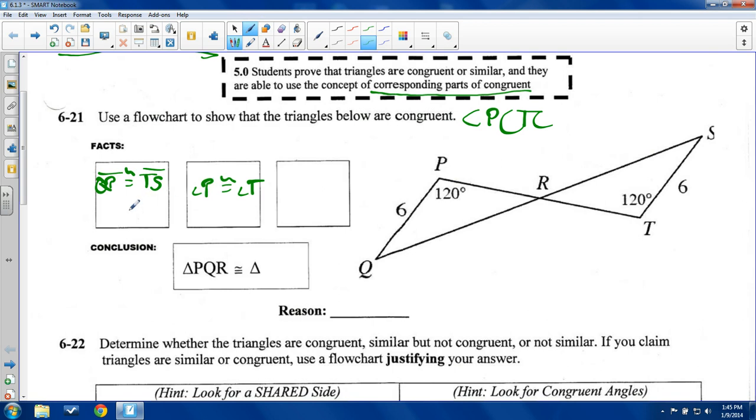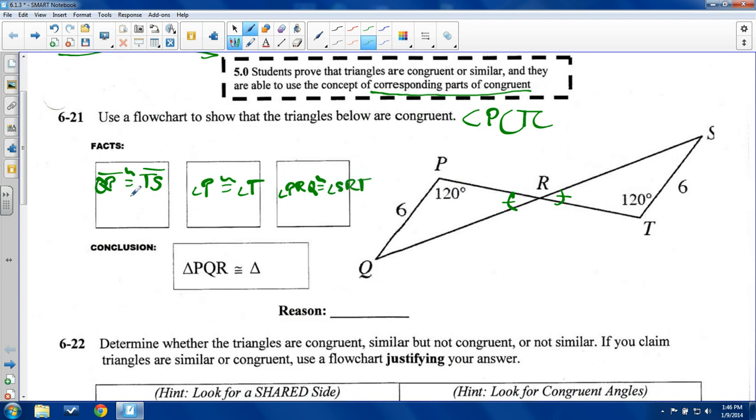Now these are givens, right? If you want to give a reason for it, you'd say given. And finally, you have one more, and we have to figure it out, and we have to label it. Well, this R angle, it cuts off into these two congruent vertical angles, and they're congruent. But you can't just say angle R is congruent to angle R. This is PRQ and SRT. So angle PRQ is congruent to angle SRT.